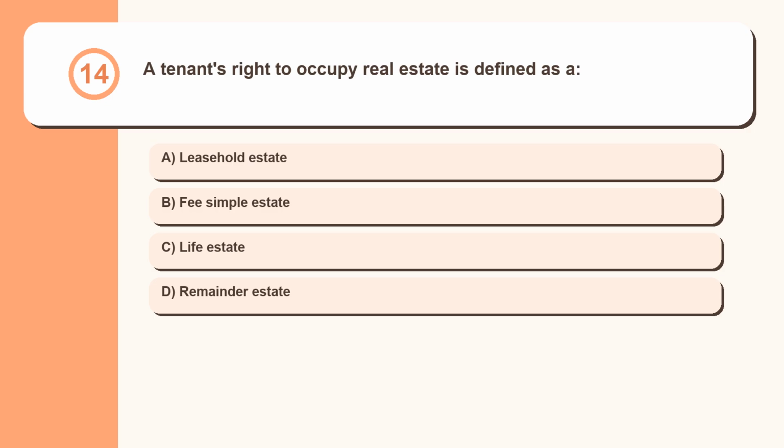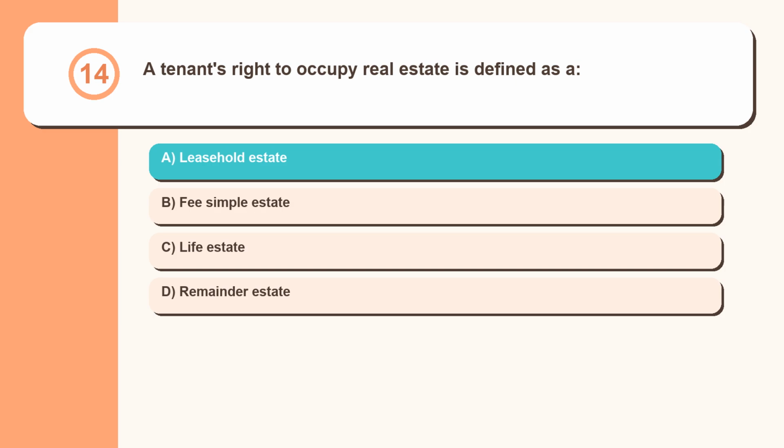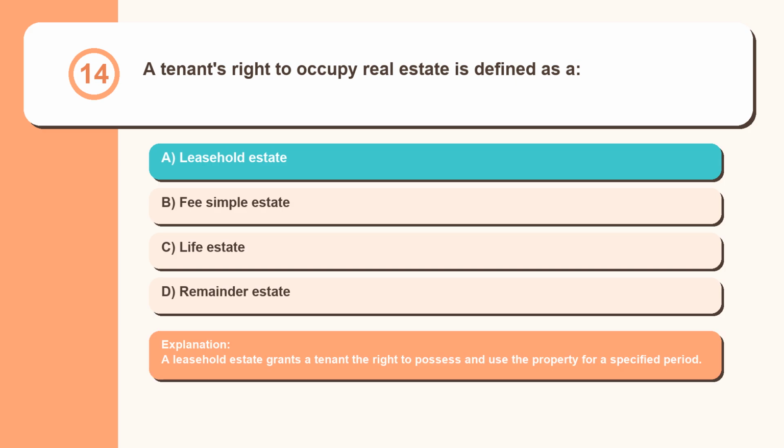Question 14. A tenant's right to occupy real estate is defined as a leasehold estate, fee simple estate, life estate, remainder estate. A leasehold estate grants a tenant the right to possess and use the property for a specified period.